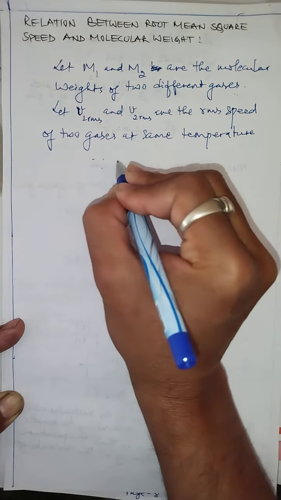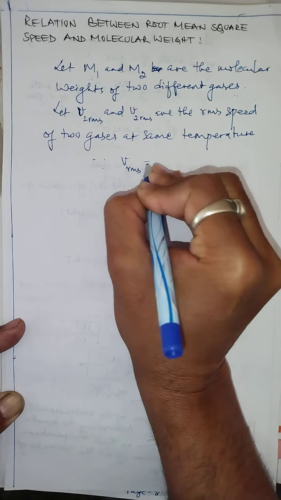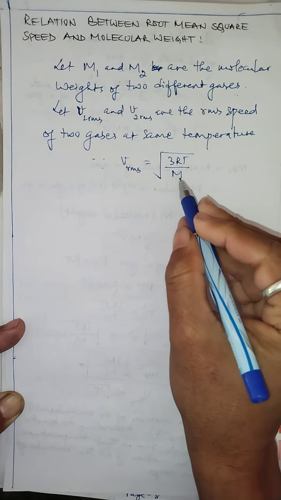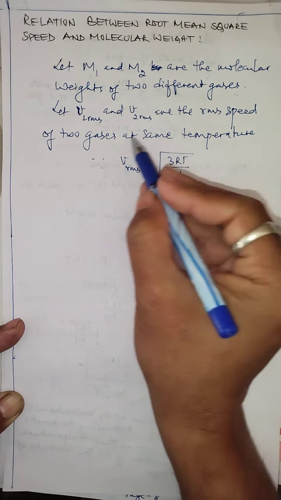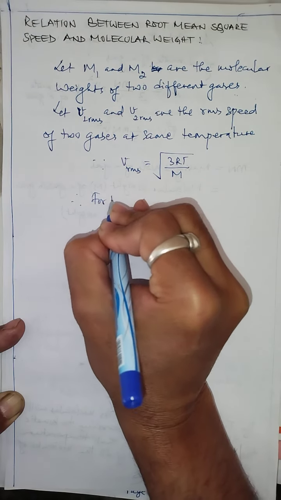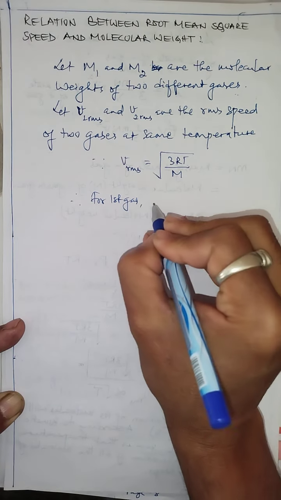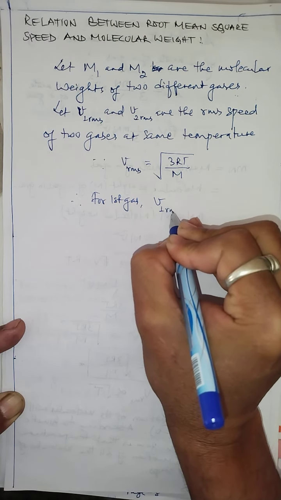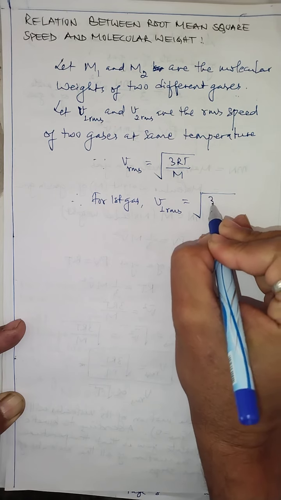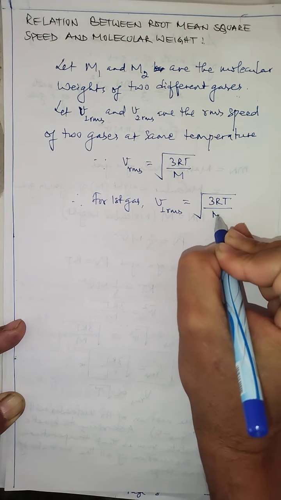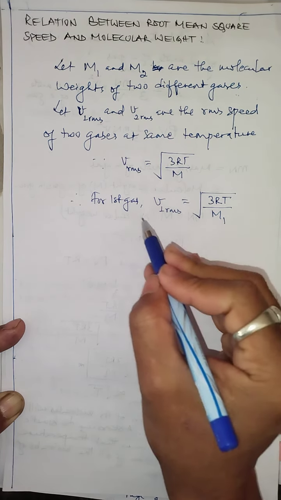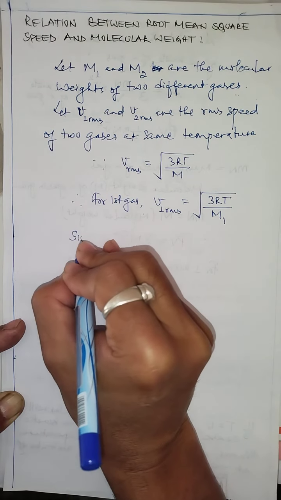As you know, for any gas the RMS speed is given by the square root of 3RT by M. This is the formula we derived in the last video. Now I apply this to both gases. For the first gas, the RMS speed is v1 RMS, so v1 RMS equals the square root of 3RT by M1, where T is the temperature of this gas and M1 is the molecular weight of that gas.